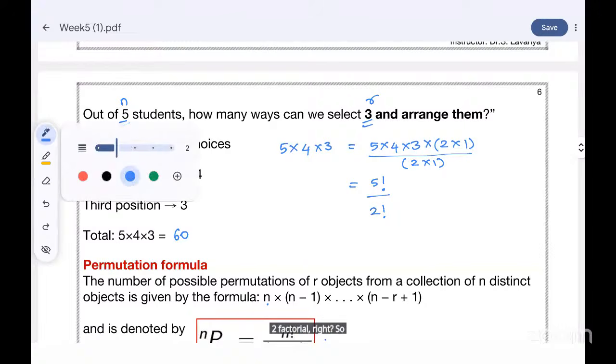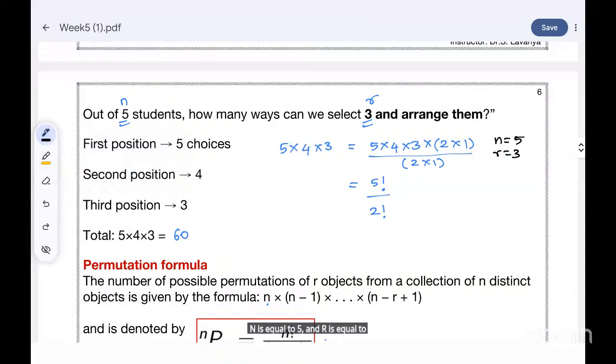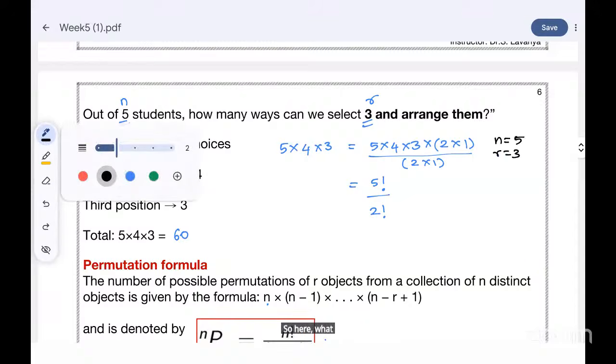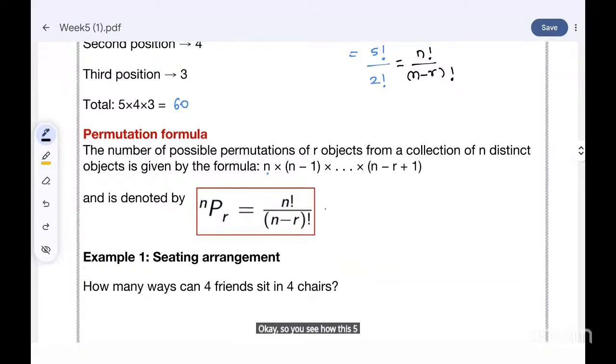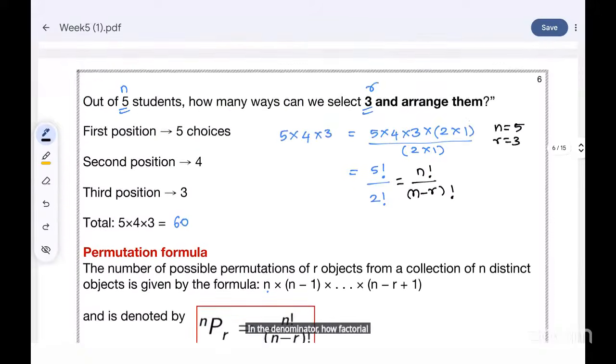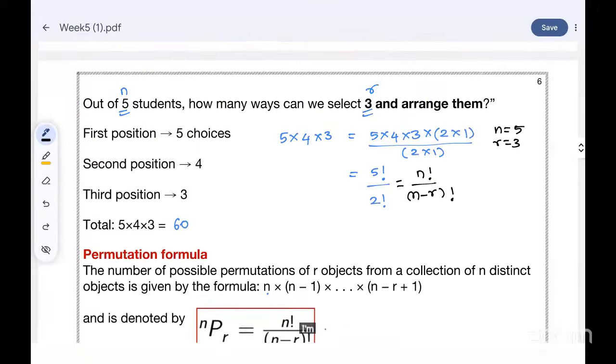So here you see that n is equal to 5 and r is equal to 3. So what you get is nothing but n factorial by n minus r factorial. You see how this 5 into 4 into 3 is the same as n factorial by n minus r factorial. In the denominator, how did factorial 2 come? I'm just multiplying and dividing by 2 into 1 for both numerator and denominator.